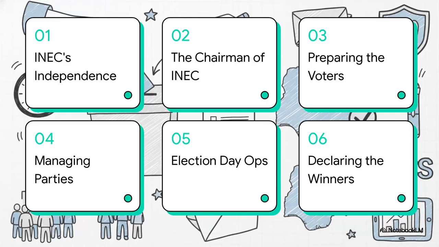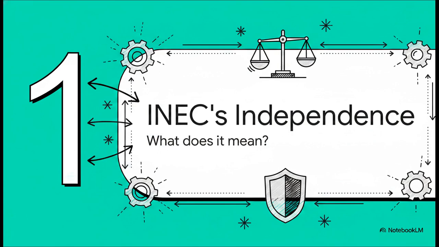To keep things moving and help you revise efficiently, we've broken this down into 6 quick sections. Understanding INEC's independence, the chairman, preparing the voters, managing political parties, organizing election day operations, and declaring the winners. Starting off with Section 1, Understanding INEC's Independence. Let's unpack exactly what that stands for.